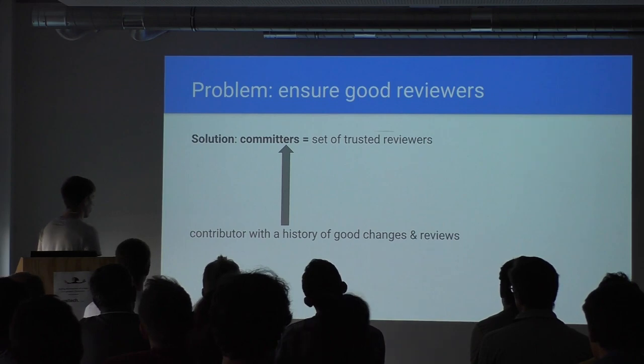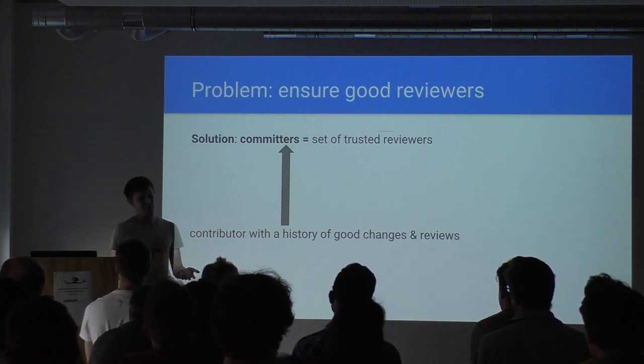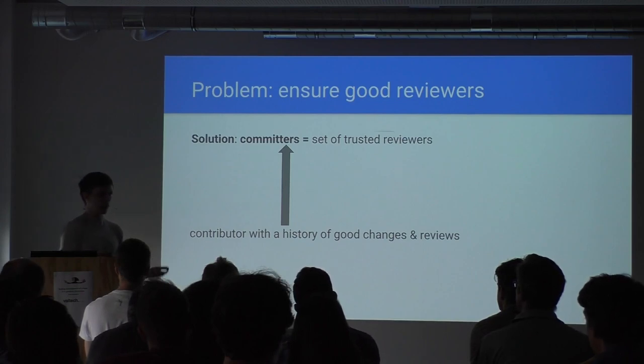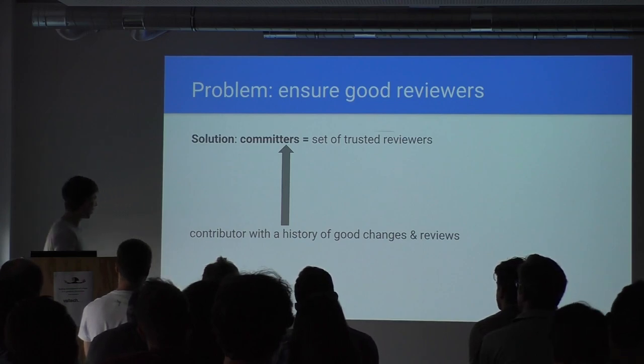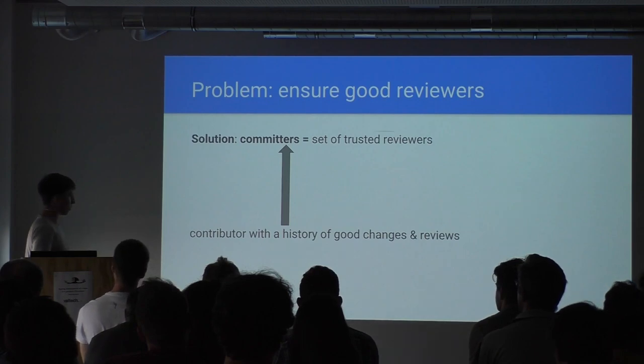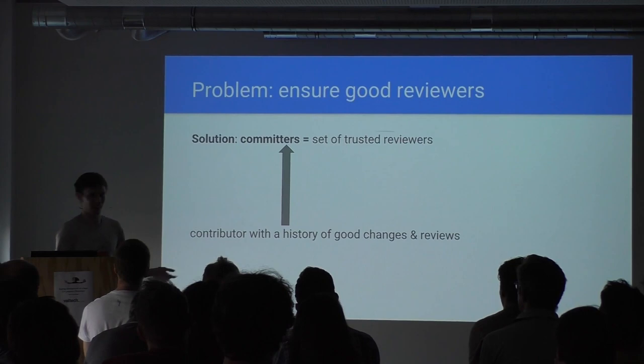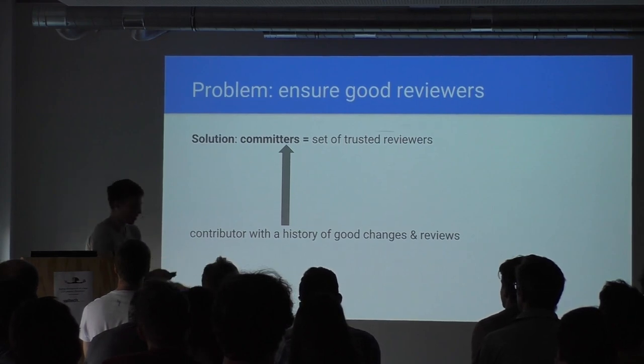So who's the committer? Well, it's somebody we trust. At the very least, that person should have written some number of high quality changes himself or herself. So the problem is, you start with nobody as a committer, right? So how do you keep up? How do you add people to committers?